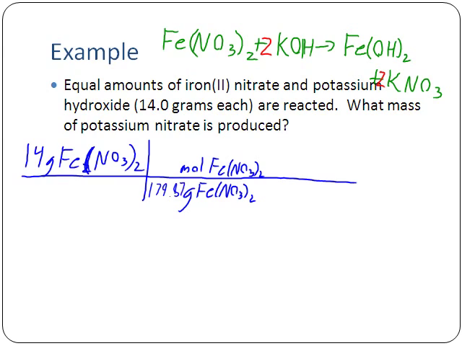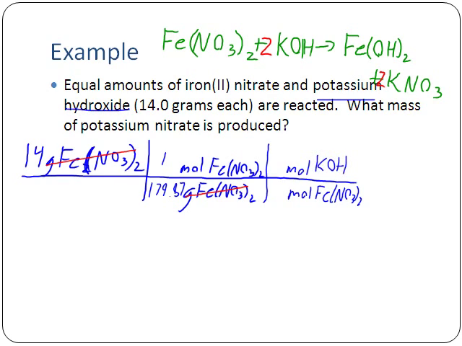179.87 is what we get for that. That's in 1 mole. And so starting off with that, that nicely cancels out our grams of iron 2 nitrate. And then that's going to take us to the next step. Next step is going to be to go from moles of what we start with, which is the iron 2 nitrate, to moles of what we want. What we want is the other guy. And so we start off with iron 2 nitrate. We're looking then for the potassium hydroxide.